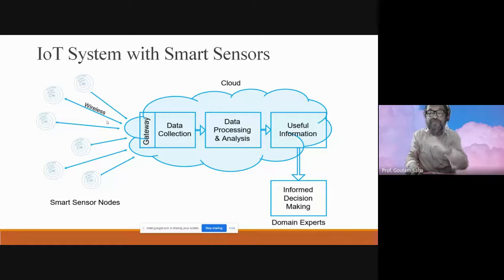The same thing which I have told you: data collection, data processing, useful information, and sometimes a decision-making process. But sometimes sensors take the decision itself. The cloud, okay. In the cloud, what happens? Data collection is done. Data processing is happening. They extract the useful information. And this is where data processing and AI take a very important role.